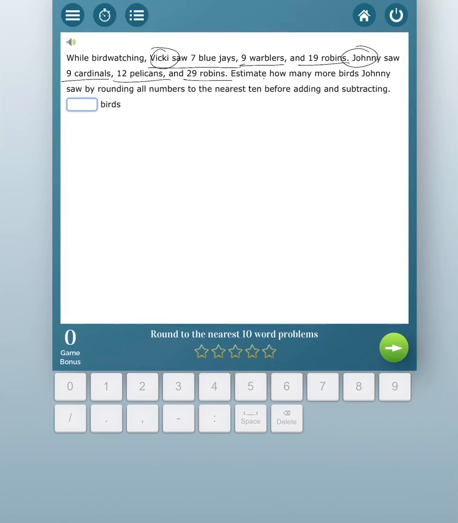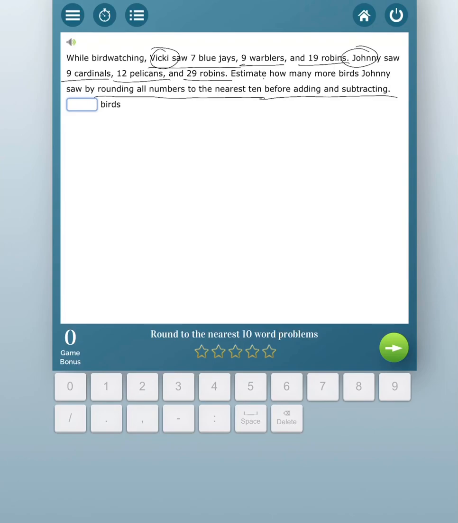Ahora dice que tenemos que hacer estimate, o sea, tenemos que estimar una respuesta, ¿ok? Tenemos que estimar cuántos pájaros más Johnny vio que Vicky, ¿ok? Pero aquí dice que primero tenemos que hacer rounding all numbers to the nearest 10 before adding and subtracting. It's giving you all the steps. Te está diciendo exactamente qué hacer.